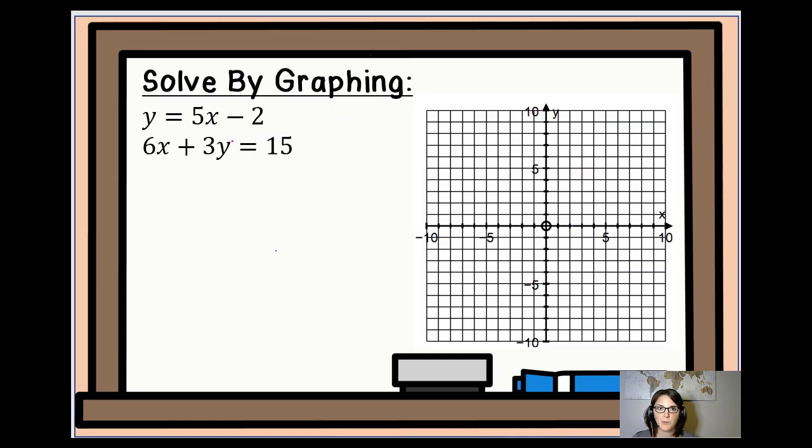Okay, so the first example we're going to look at, we have one equation that's already rearranged into y equals mx plus b form, and that's y equals 5x subtract 2. And the second equation, 6x plus 3y equals 15, will need to be rearranged into y equals mx plus b form so that we can graph it. So let's first go ahead and graph line 1.